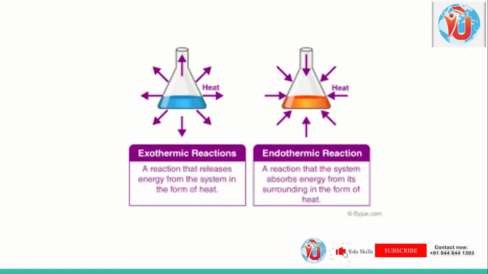A reaction that releases energy from the system in the form of heat is called an exothermic reaction. We have seen that a combination reaction is an exothermic reaction because some amount of energy or heat is released in this reaction. Endothermic reaction: a reaction in which the system absorbs energy from its surroundings in the form of heat. We have seen that a decomposition reaction is an endothermic reaction because that reaction absorbs some amount of heat or energy for it to take place.